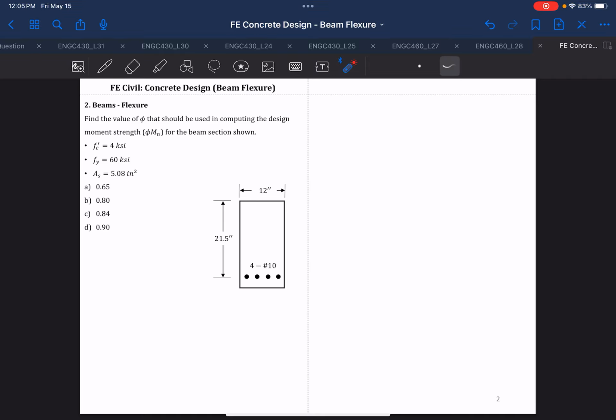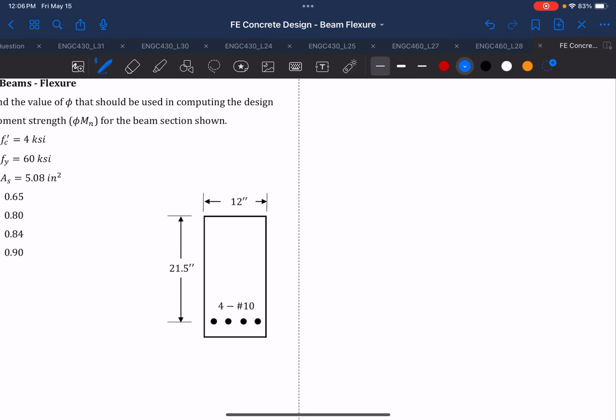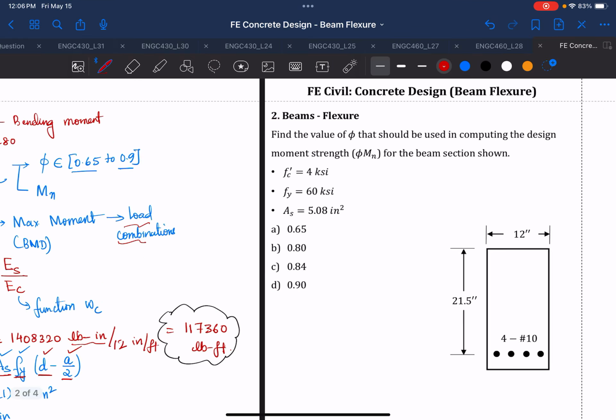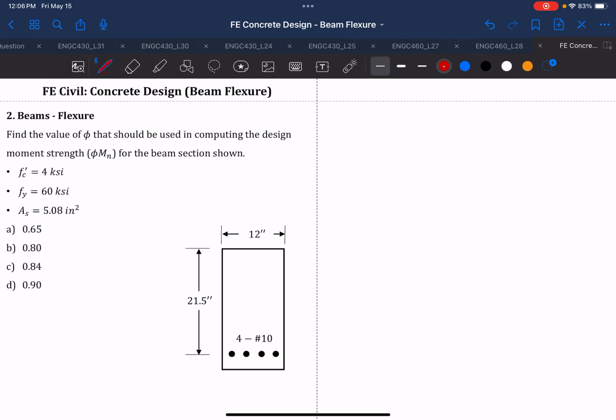In this case, using again the same concept that we have applied in the previous example, we can also apply here using those same concepts. Okay, so here it says to find the value of phi, which is your strength reduction factor that should be used in computing the design moment for the beam section. All you need to know is find phi.